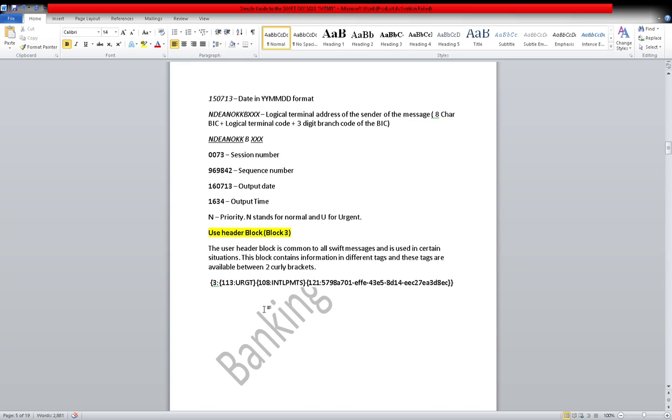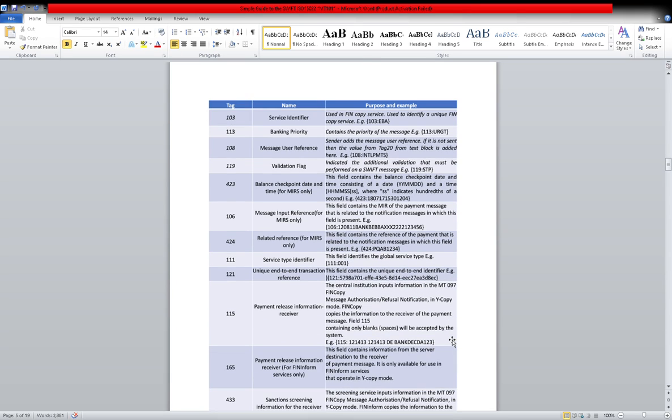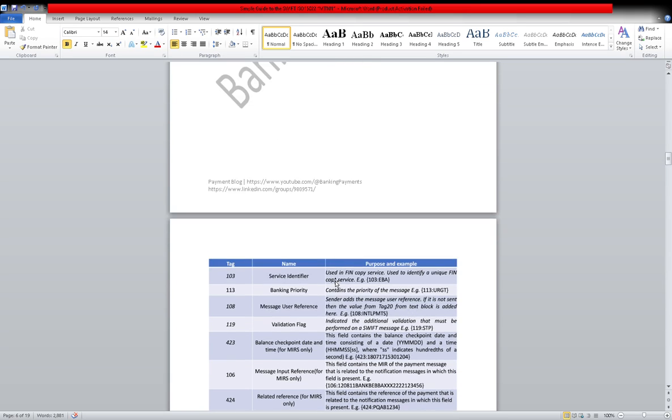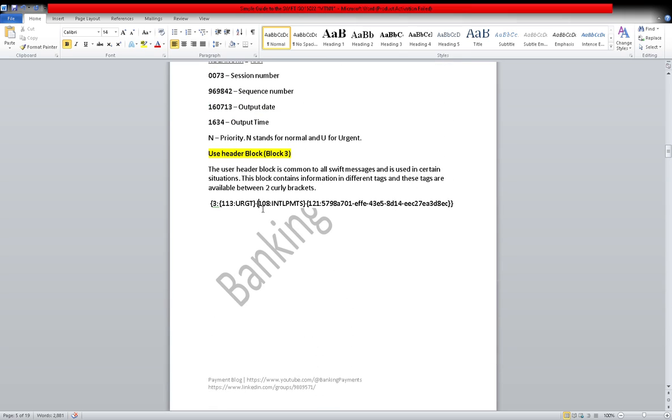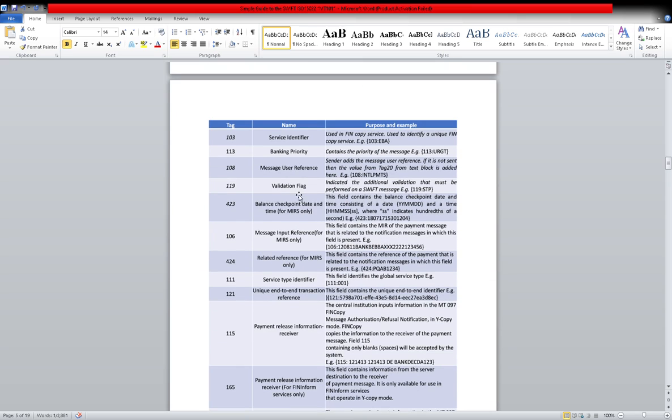In block 3 there are different codes. Those tags differ based on the situation. Normally 113 is there, which contains the priority of the message. Then 111 service identifier. Now what is this code here? 108. What is the meaning of this? 108 is the message user reference. The sender adds this message user reference. If it is not sent, then the value from tag 20 from the text block is added here. Okay.